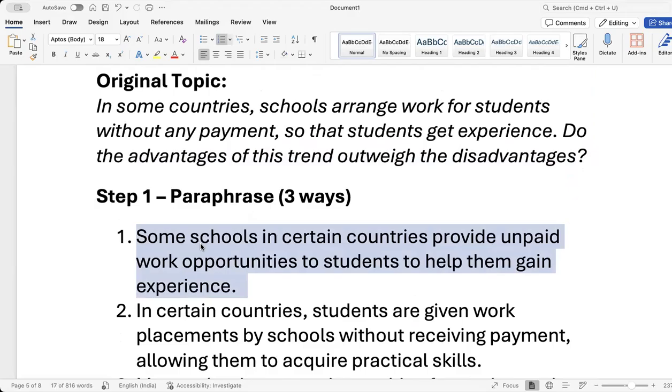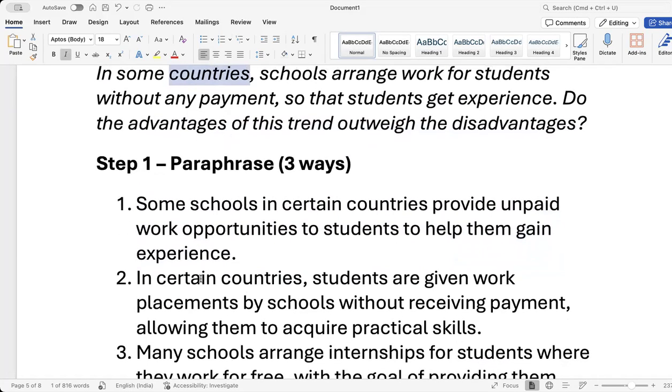That's paraphrasing for me. Paraphrasing does not mean I want to bring in hi-fi words that nobody has listened to before. That's not paraphrasing for me. It's just changing the structure. Paraphrasing is not making countries nations. That is not paraphrasing. Paraphrasing is just writing it in a different way. So, for example, I gave these examples just to show that in certain countries, students are given work placements by schools without receiving payment, allowing them to acquire practical skills.